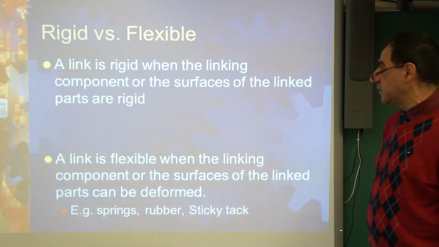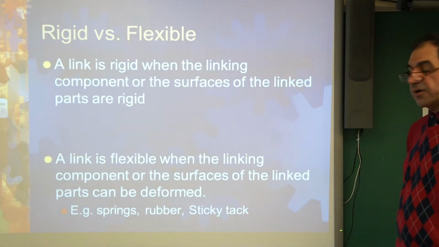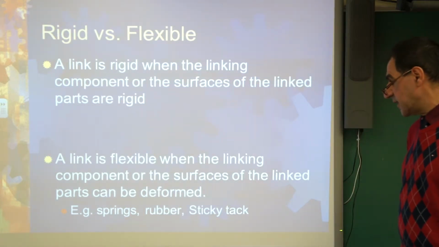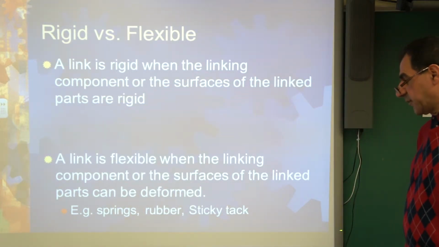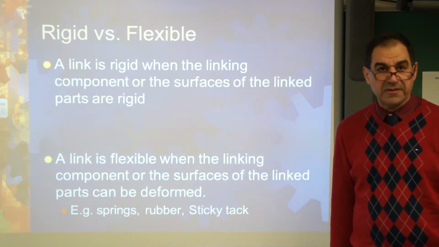Rigid versus flexible. A link is rigid when the linking component or the surfaces of the linked parts are rigid. A link is flexible when the linking component or the surfaces of the linked parts can be deformed, such as springs, rubber, or sticky tack.